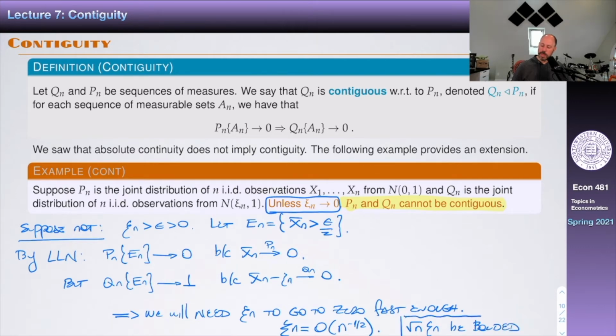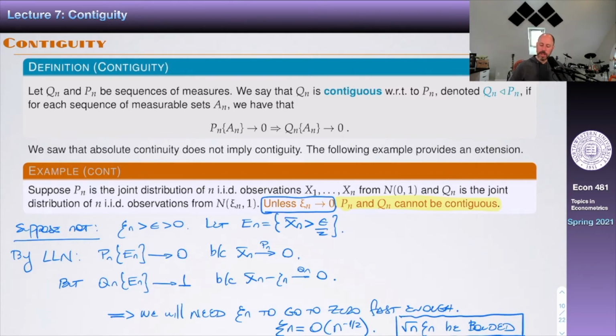So I'm sort of giving you a preview of what's going to happen. But the moral is, in order to have this contiguity, we will need this psi n to go to 0. We'll need the mean of this sequence Qn to just converge to the one of Pn. And then not only that, as I said, we're going to need something slightly stronger, which is it needs to converge at a certain rate. And we're going to see this. All right, let's move along.